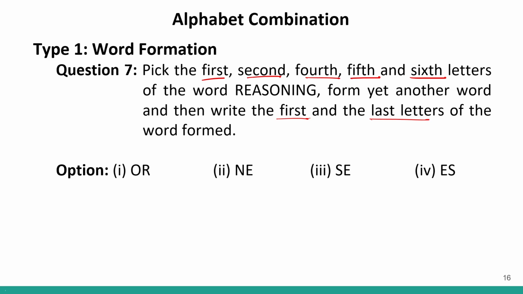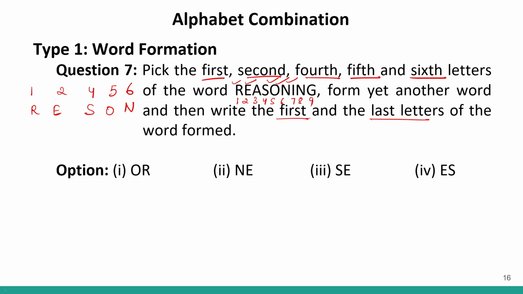So we have to take the first, 2nd, 4th, 5th and 6th letters, right? So let us give them numbers. 1, 2, 3, 4, 5, 6, 7, 8, 9. So first is R, then E. So R, E. Then 4th is S, 5th is O, and 6th position we have N. So we have to form a meaningful word using R-E-S-O-N.